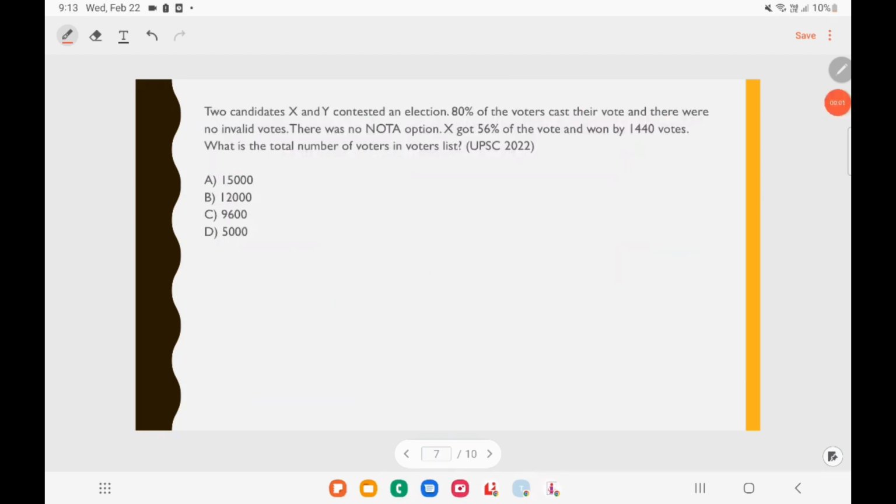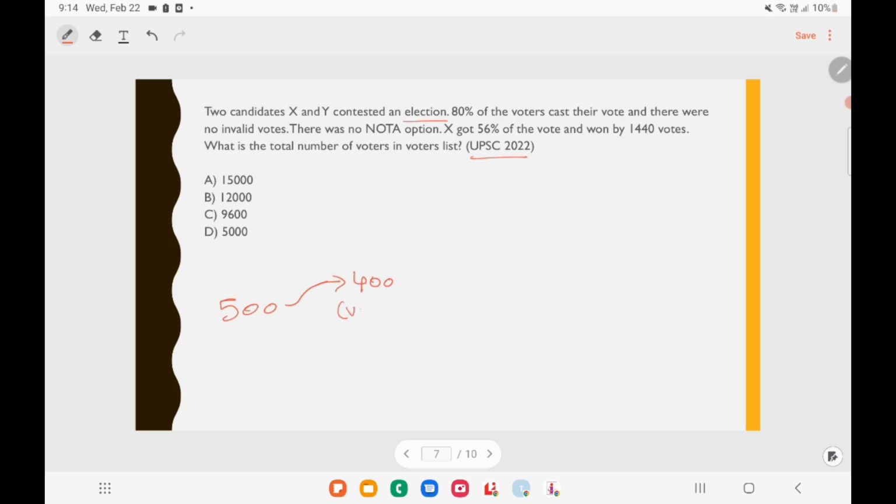So let us solve another question. This is from UPSC 2022 and it is an election based question. So before moving on to the question, let me clarify some concepts with you. Let us assume that in a village you have 500 people. Okay, you have 500 people in a village and out of this 500, 400 people can vote.